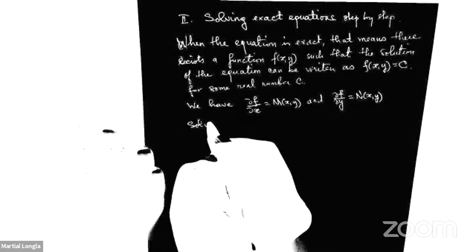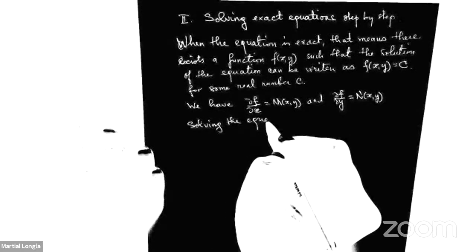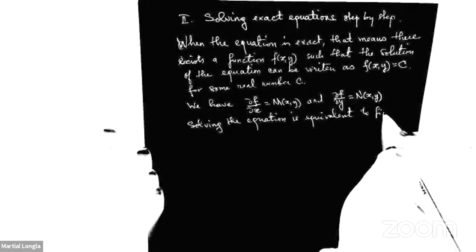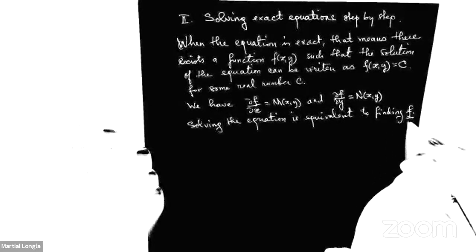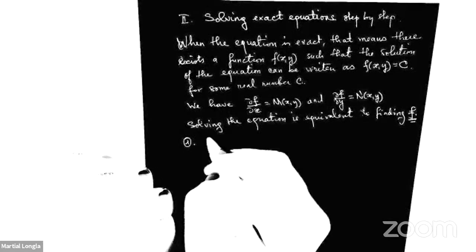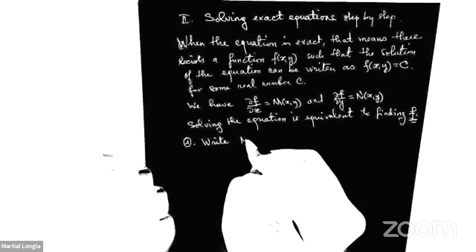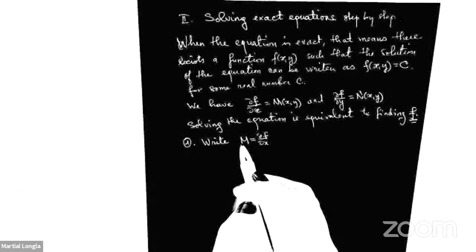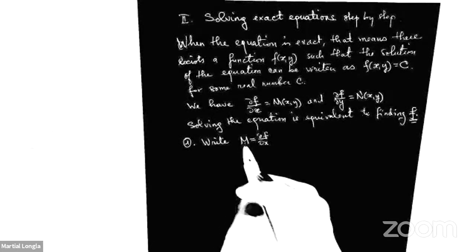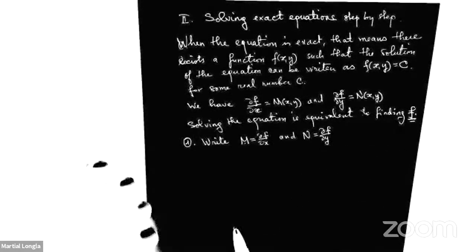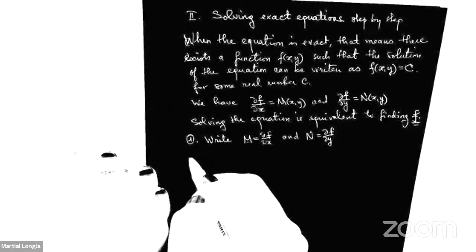So solving the equation is equivalent to finding the function f. And in doing so, step one is write m equals derivative of f with respect to x, m being what you have in the equation, right? So you copy that m from the equation and write that. And n is derivative of f with respect to y. So you copy the n from the equation and then set it equal to derivative of f with respect to y. You have those two things in front of you, and then you go to step two.